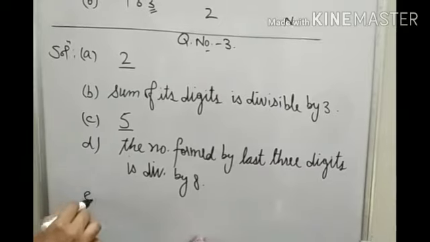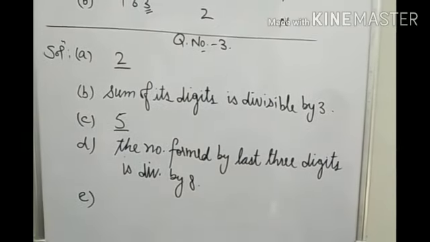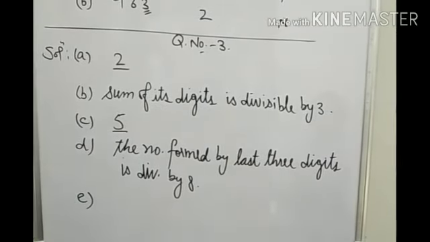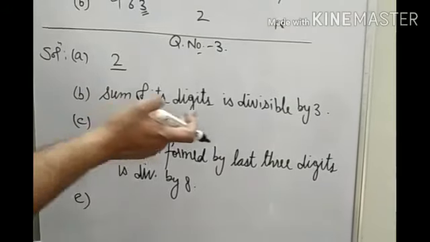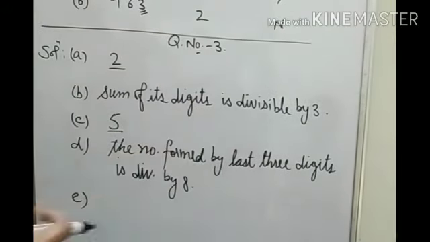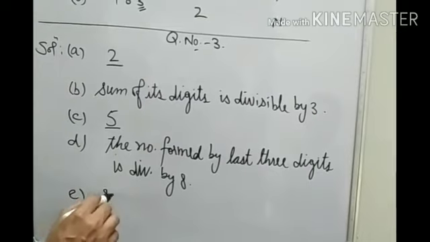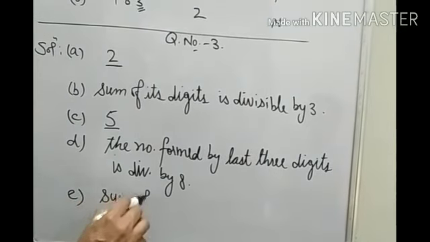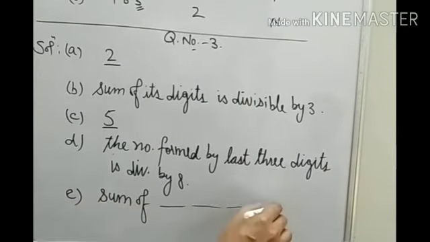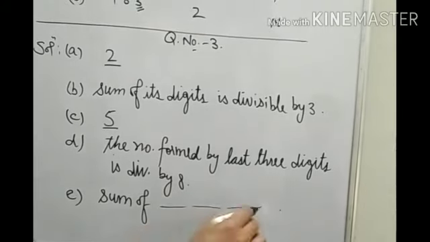Now come to the last part, part E. Here a number is divisible by 9 if, same as before, the sum of its digits is divisible by 9. Same you have to fill here.